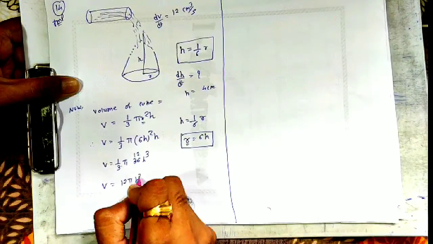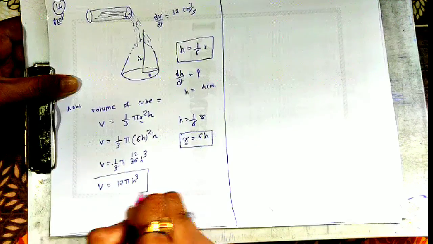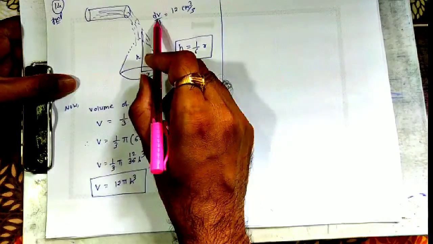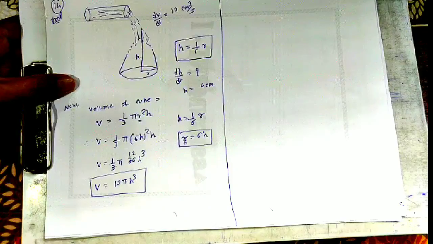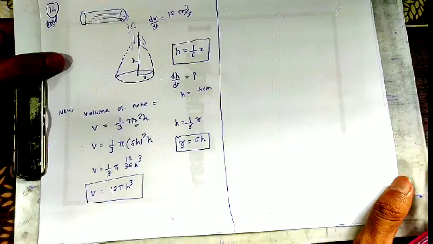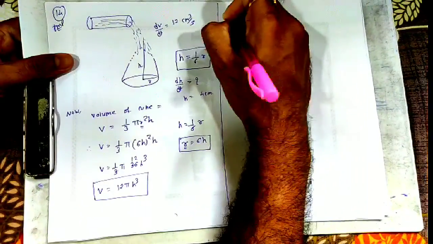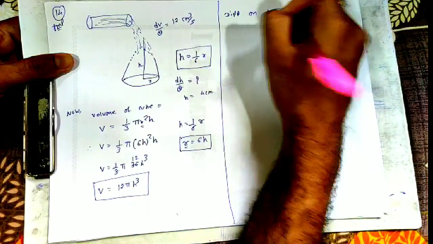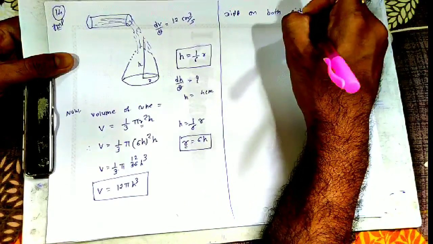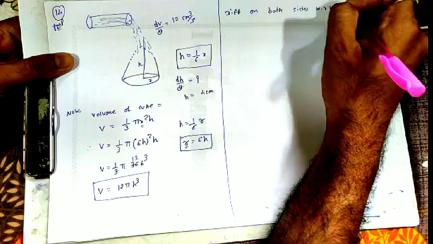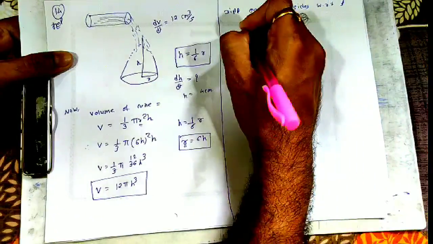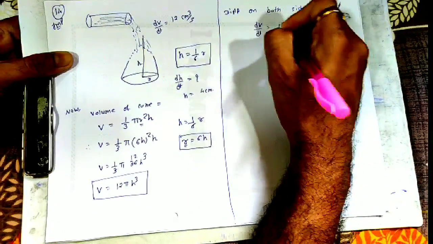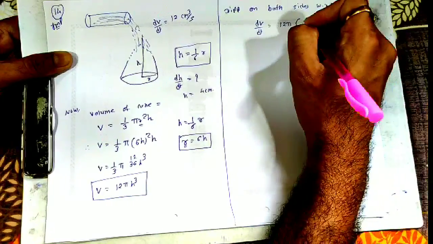12 pi h cube. This is the volume. है ना, वॉल्यूम का फॉर्मूला सिर्फ कन्वर्ट किया है. Now volume is changing with respect to time. So differentiate on both sides with respect to t. So differentiation of v is dv by dt equal to 12 pi is constant.